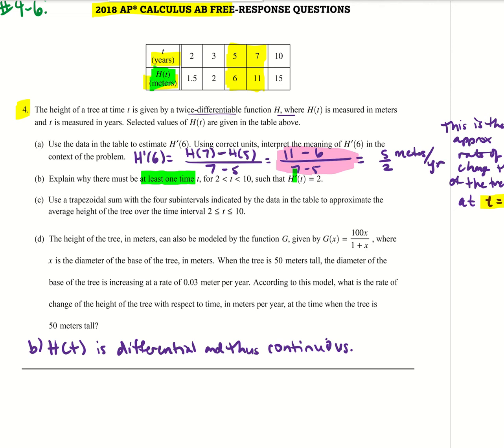Now I want to see, can I get this to 2? What the MVT says is that the derivative would equal the slope somewhere in the interval.